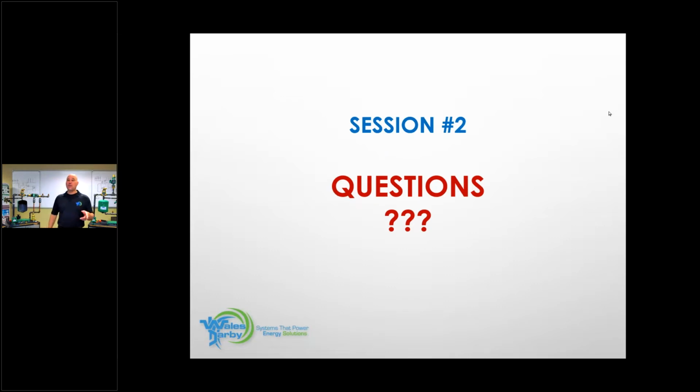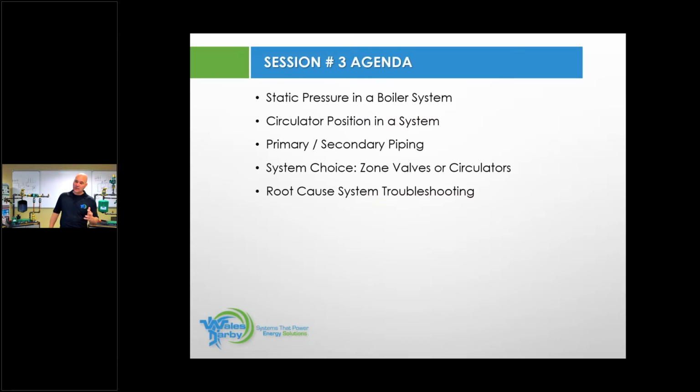So if anyone has any questions from session 2 last week, when Jim did the floor plan design, you can send those in. For today, we're going to come right out of the gate looking at static pressure. What is static pressure in the system? How does it work? What does it do? And so on. The location of a circulator. So here we have the circulator on the supply, zone valves on the return. On this system here, we have the circulators on the supply, and that's a circulator system, no zone valves on the return.